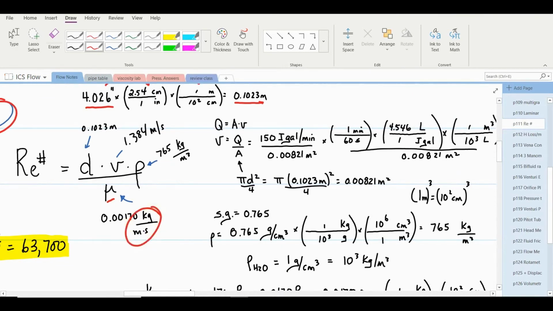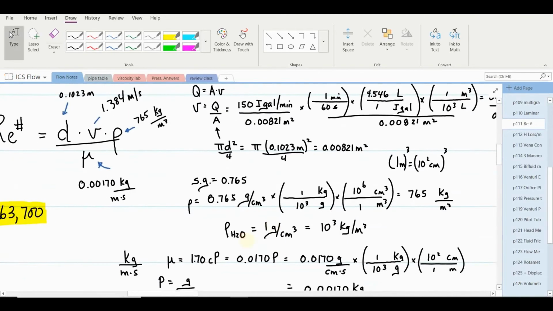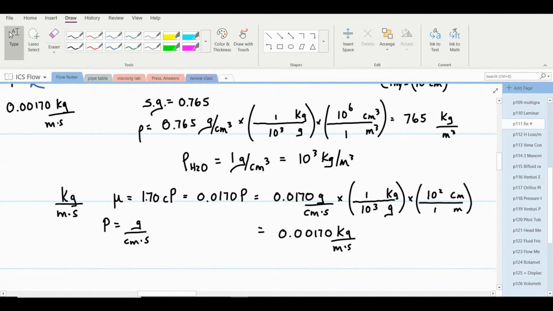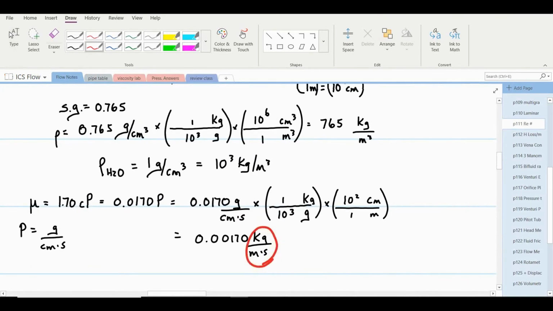Finally, we need the absolute viscosity, and we'll need that in units of kilograms per meter second in the SI system. Now here we're given the absolute viscosity is 1.70 centipoise. I divide by 100 to make that 0.0170 poise. And a poise has units of grams per centimeter second. We need to convert that to kilograms per meter second, so simply convert grams to kilograms, dividing by 1,000, and convert from per centimeter to per meter, follow the units, multiply by 100, and that gives us 0.00170 kilograms per meter second.